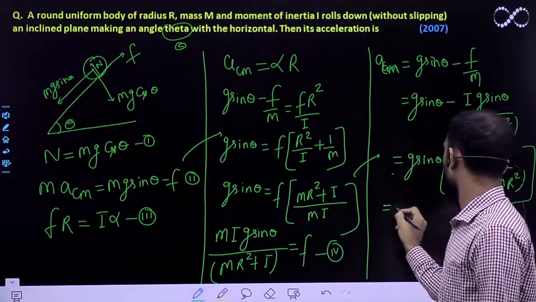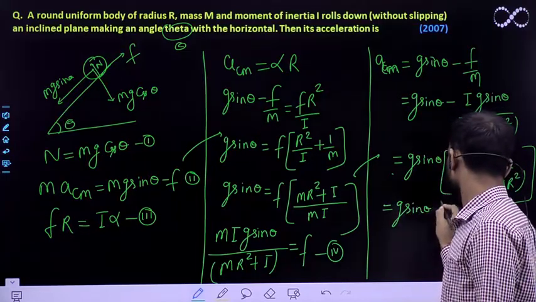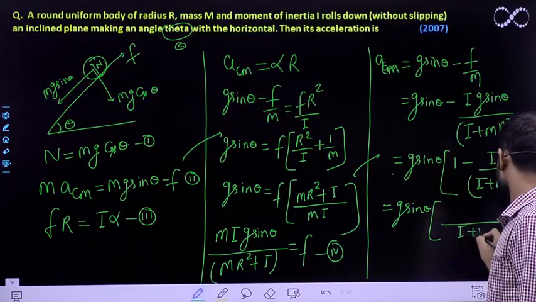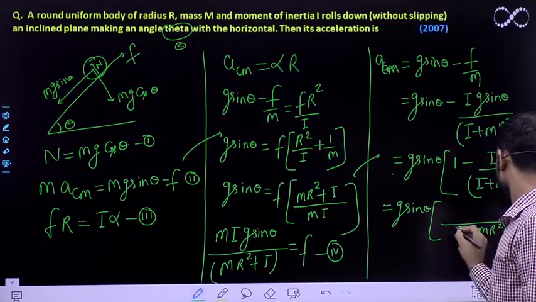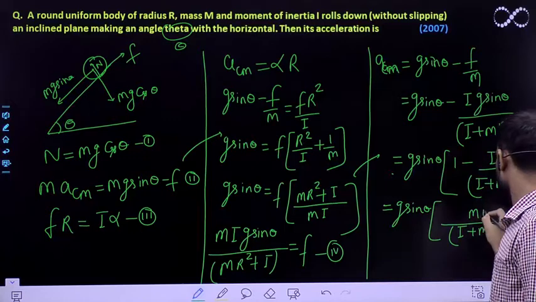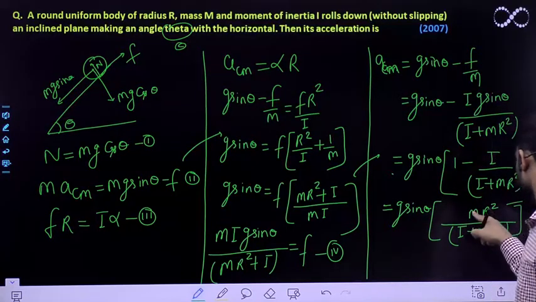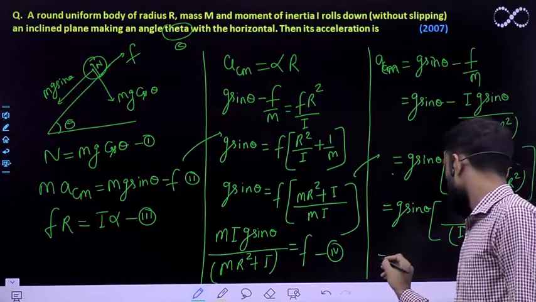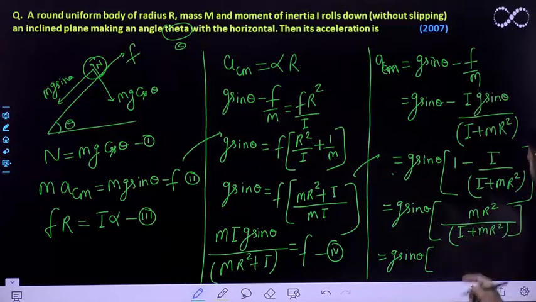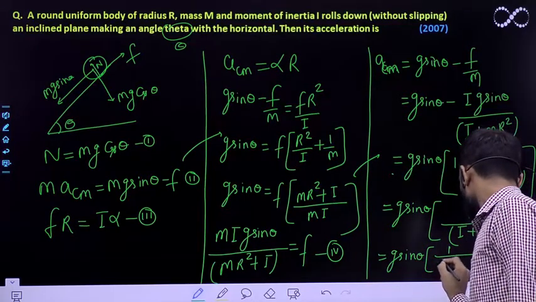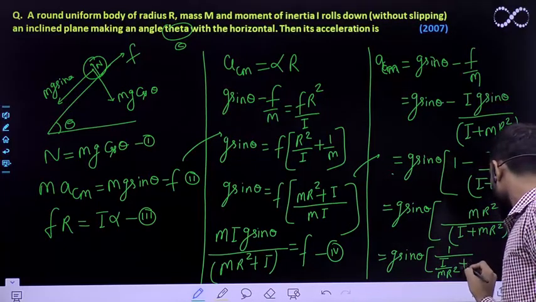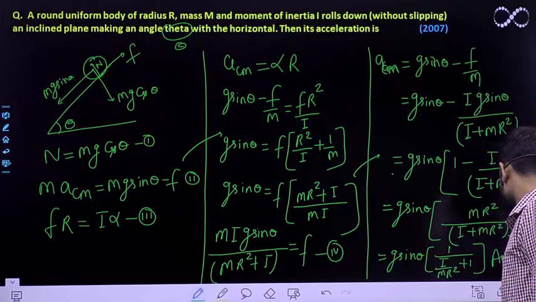So this becomes g sin theta times, and now this will become I plus m r square, and upside it will become m r square. So once again, m r square I can take in the denominator, so this will become g sin theta upon 1 plus I divided by m r square. So this will be the answer.